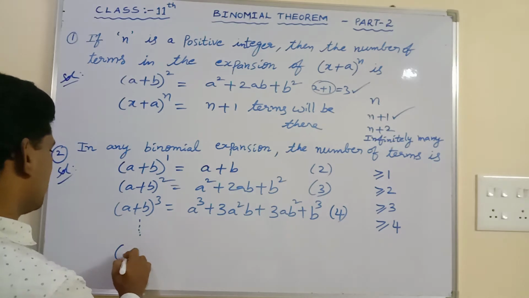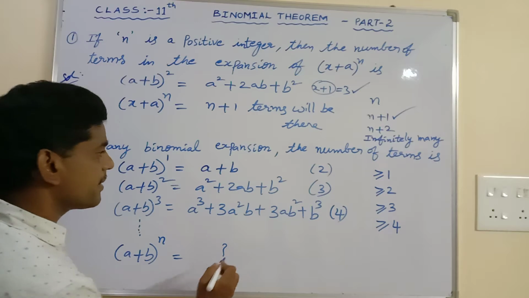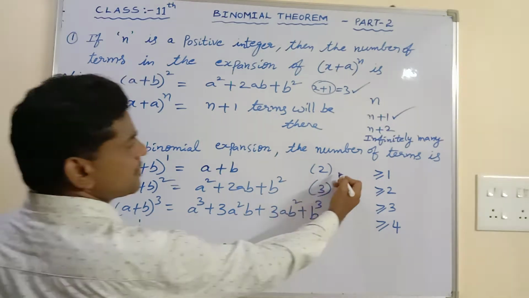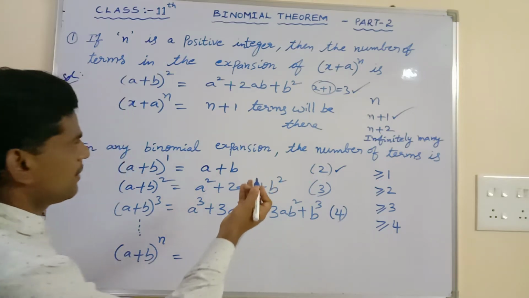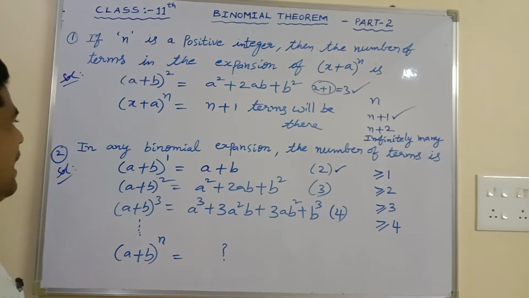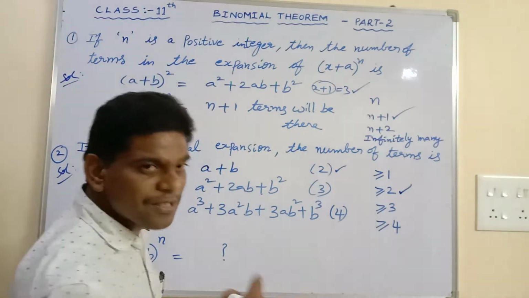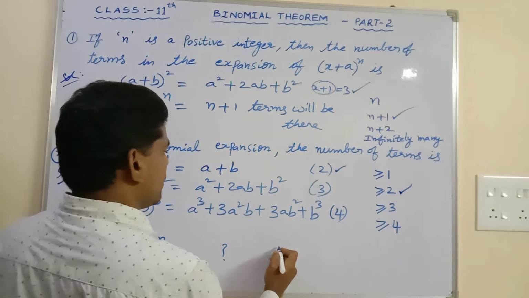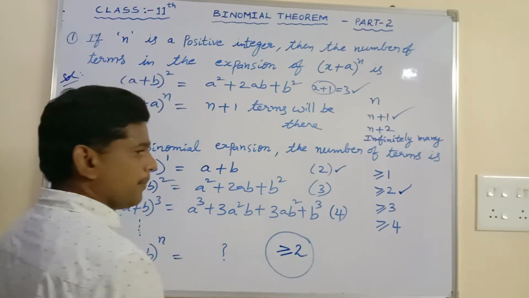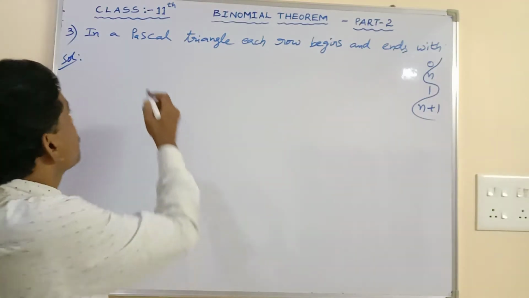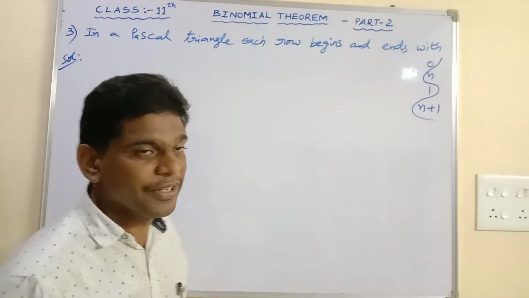Similarly, in the expansion of a plus b whole power n, how many terms will be there? Here minimum is 2. Okay. So, the number of terms in any binomial expansion, so minimum 2 terms will be there. So there are greater than or equal to 2. Third question: in a Pascal triangle, each row begins and ends with.